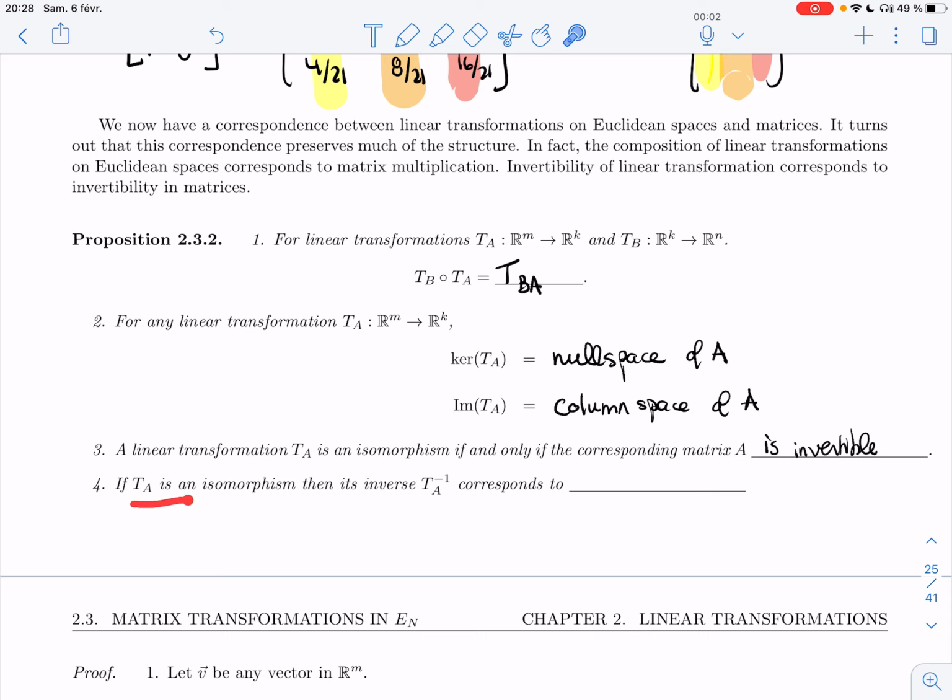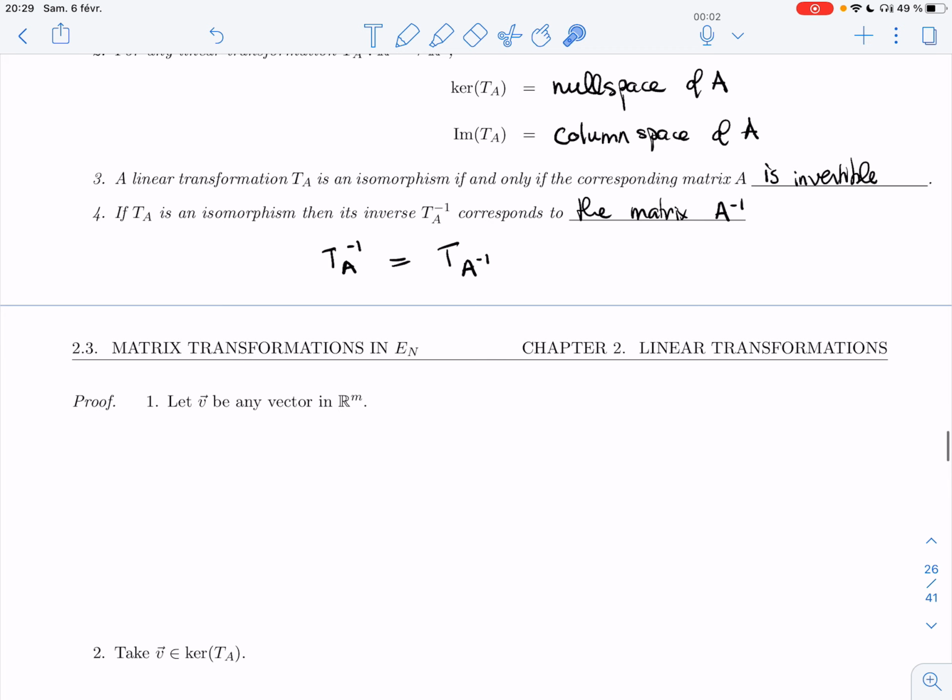And if T_A is an isomorphism, then its inverse, T_A inverse, corresponds to the matrix A inverse. So that means T_A inverse is T_(A inverse). I'm saying the same thing twice, but the inverse is once on the transformation and once on the matrix. All right, so let's prove some of those. I'll leave some of those for you to do in the worksheets.